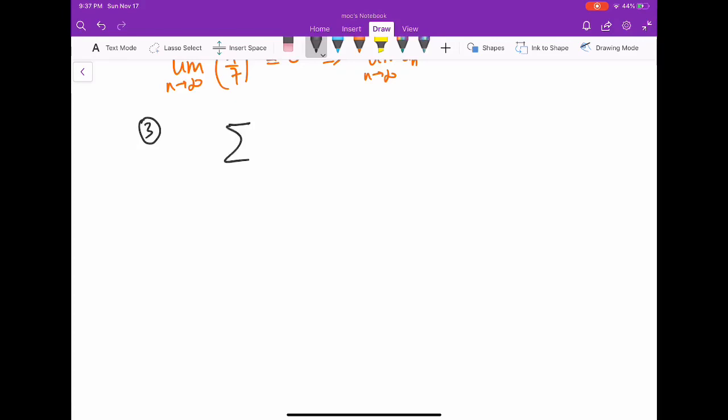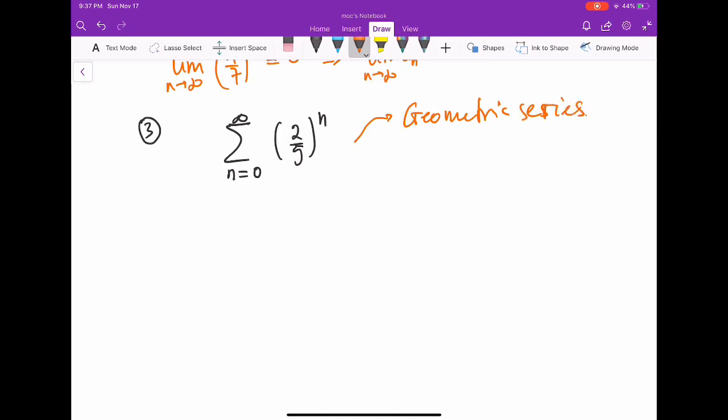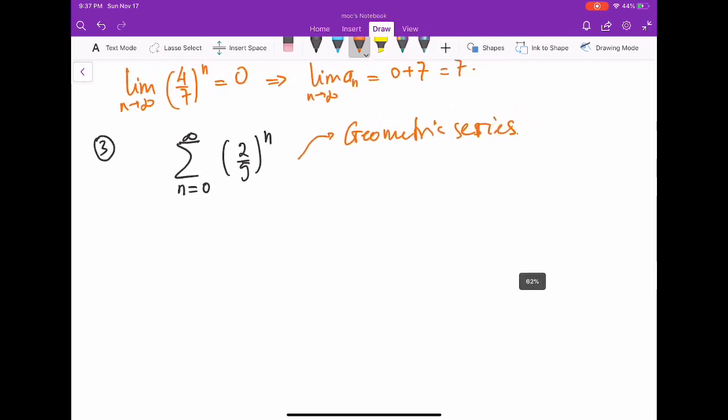The first one looks like this: the series sum from n equals 0 to infinity of (2/5)^n. All right, so you can imagine that this is a geometric series. So we know the formula for a geometric series.